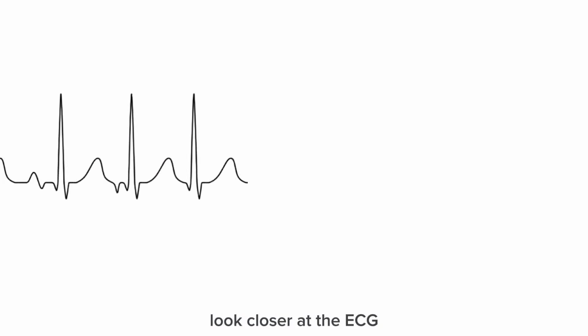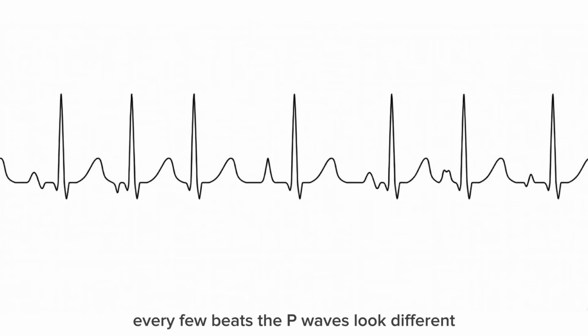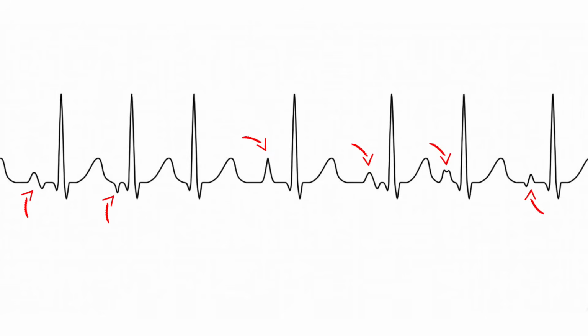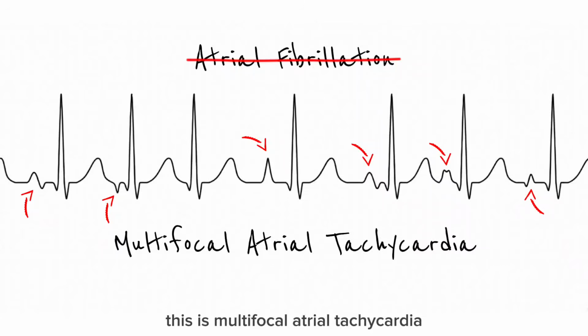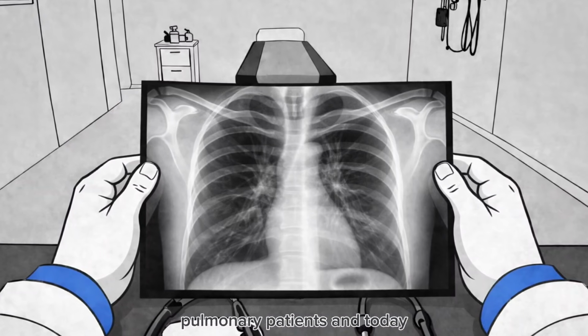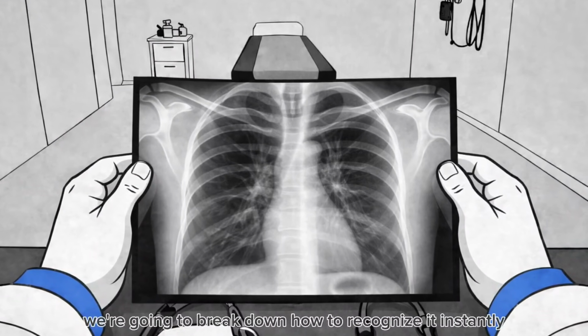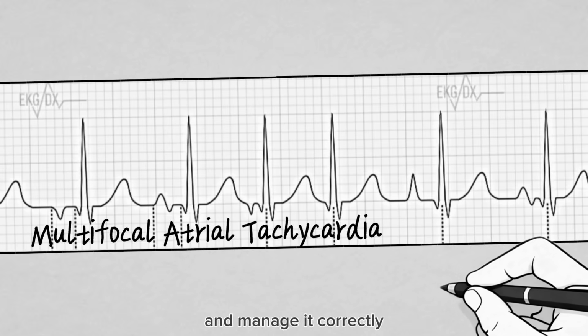Look closer at the ECG and you'll notice something unusual. Every few beats, the P waves look different. Different shapes, different directions, different origins. This is not atrial fibrillation. This is multifocal atrial tachycardia, also known as MAT, a rhythm that often appears in some of the sickest pulmonary patients. And today, we're going to break down how to recognize it instantly and manage it correctly.